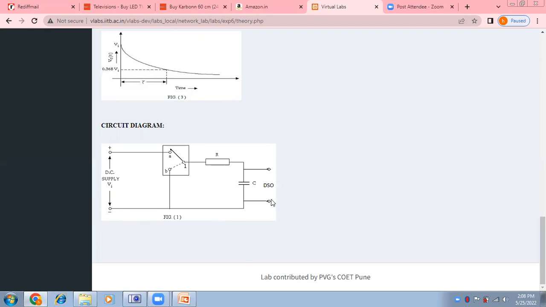So in the next lecture, we will simulate this and view the corresponding waveforms for the charging and discharging of the capacitor. So thank you very much.